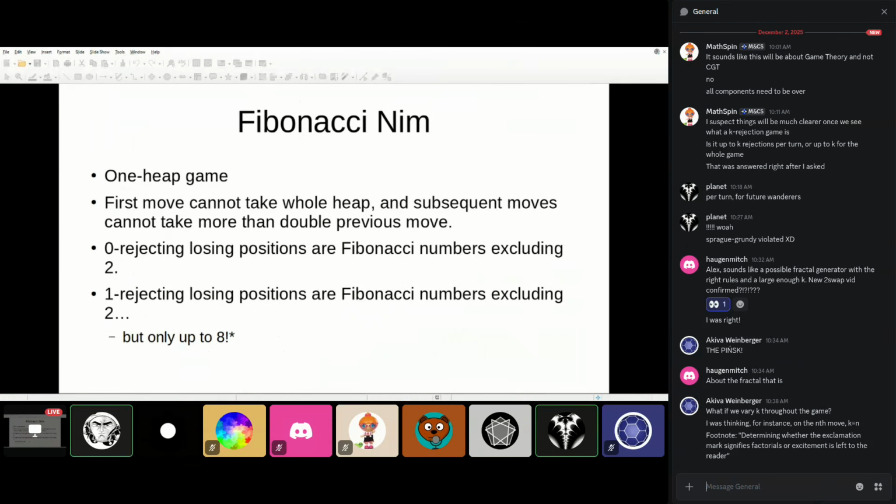Okay, but I didn't analyze multi-heap games when I was gathering data for this. Wait, but you can later, right? I suppose you still only have the first move that you can't take the whole pile. Moves after the first are only determined by the move that just happened. So we only have an edge case for when there is no move that just happened.